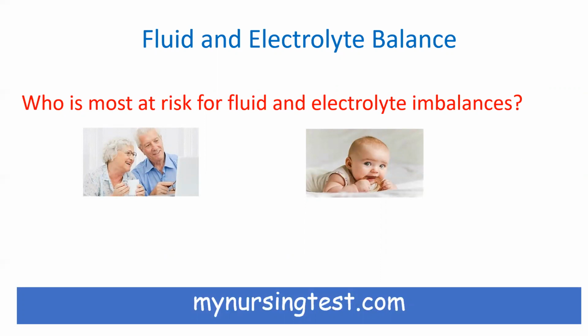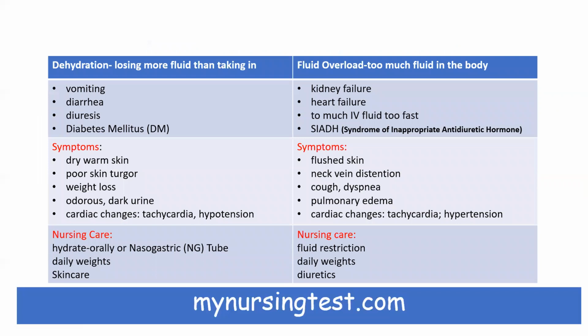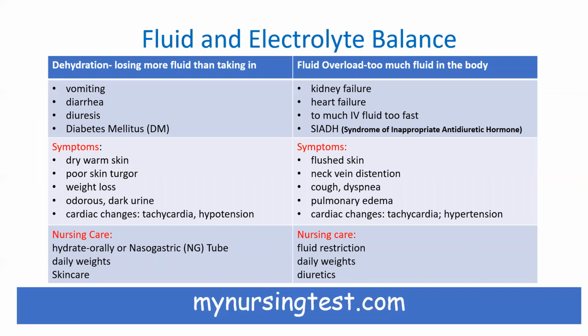It's both of them. The baby is primarily water, right? And the older adult is usually dehydrated. They're partly dehydrated. So these two categories of clients, the infants and the older adult, are most at risk for fluid and electrolyte imbalances. So here we have dehydration and fluid overload. And what I need you to pay attention to are the signs and symptoms and the nursing care of each.